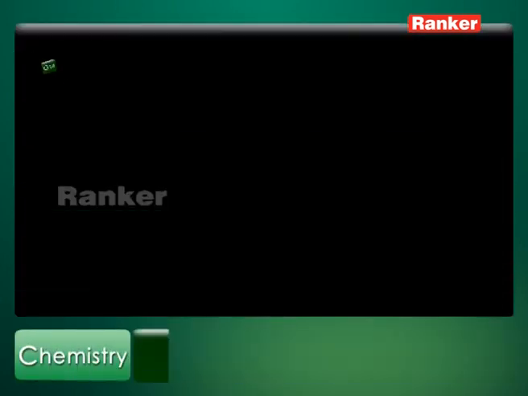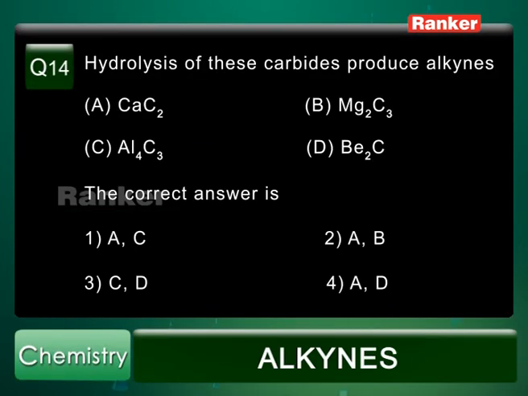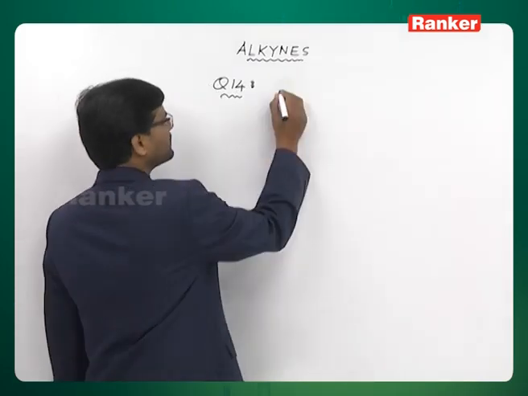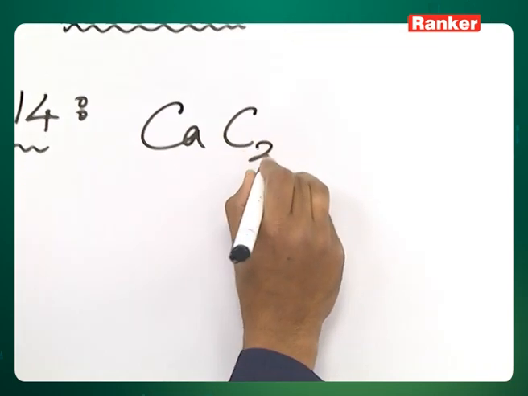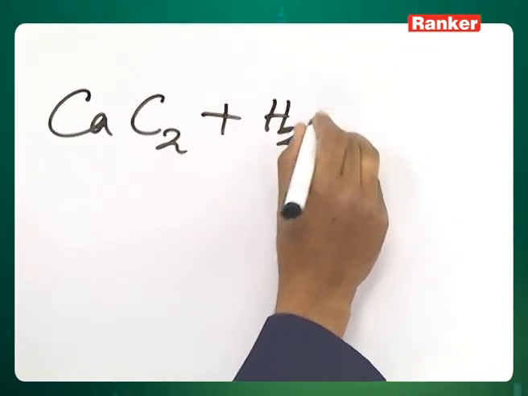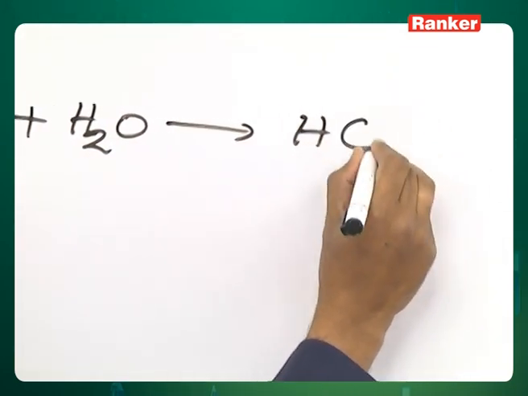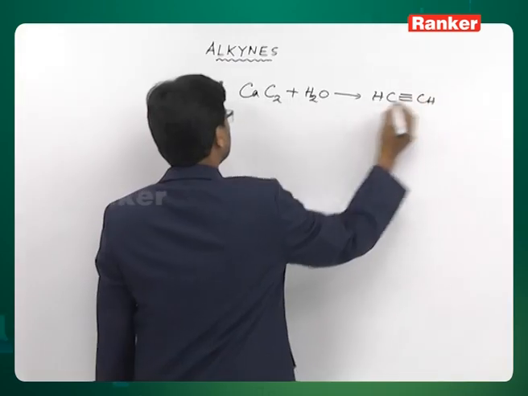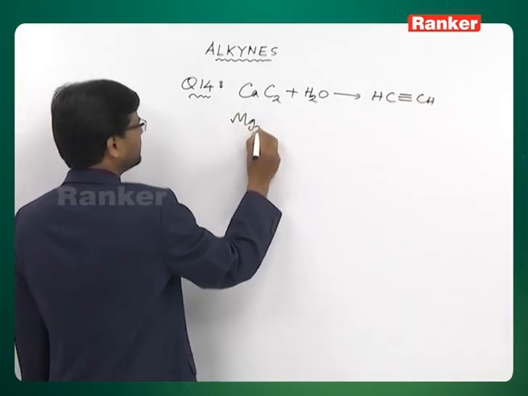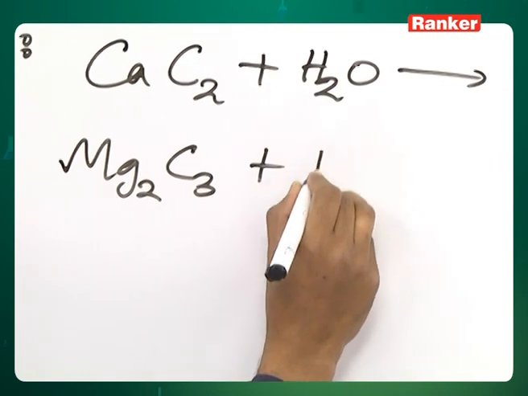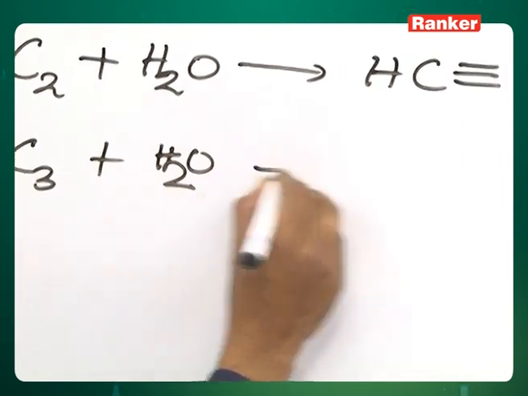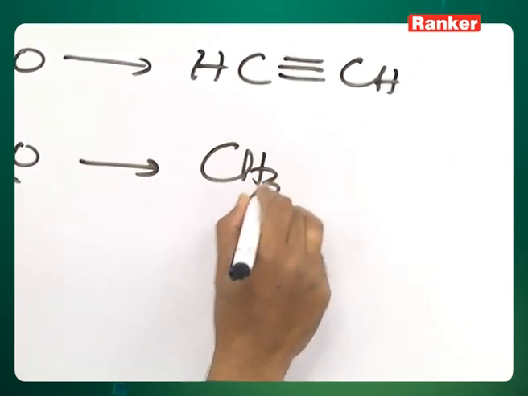Question number 14. Hydrolysis of these carbides produces alkynes. A. Calcium carbide, B. Magnesium carbide, C. Aluminum carbide, and D. Beryllium carbide. Let us write the equations. Calcium carbide on hydrolysis gives acetylene. Magnesium carbide on hydrolysis gives propyne.